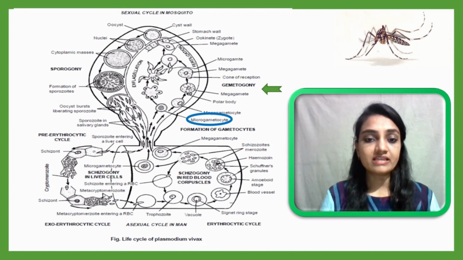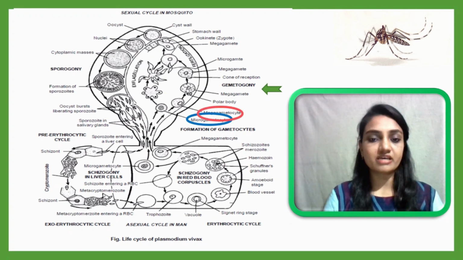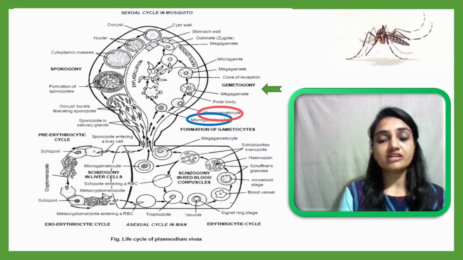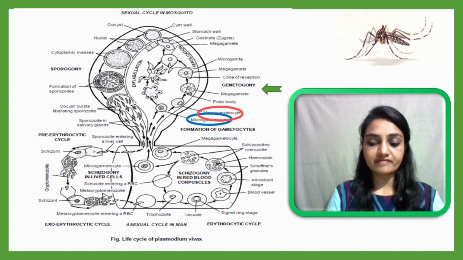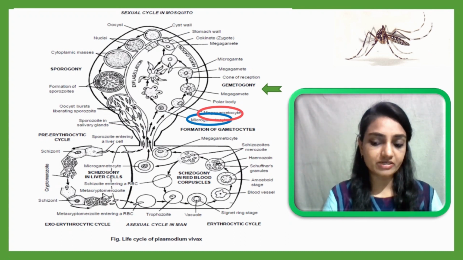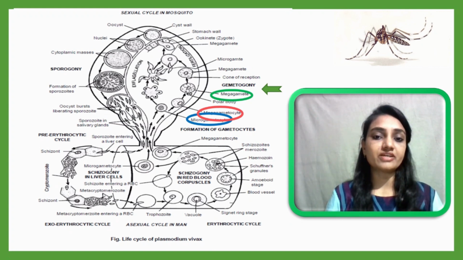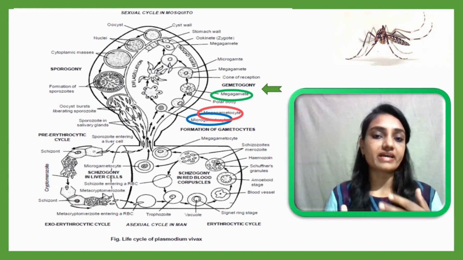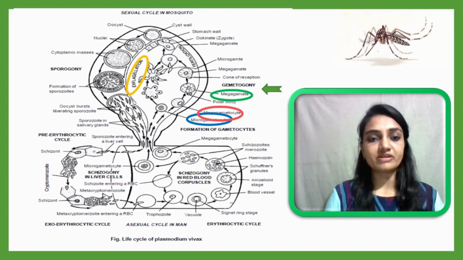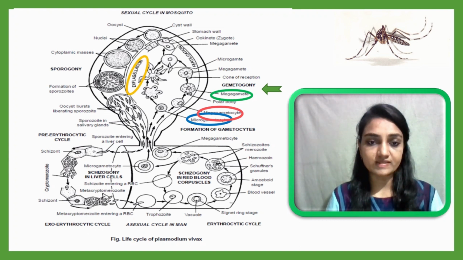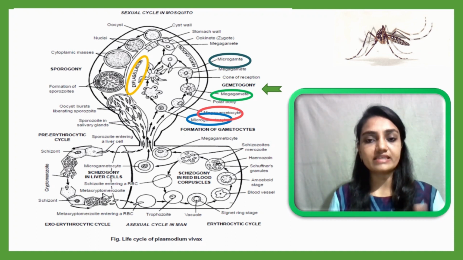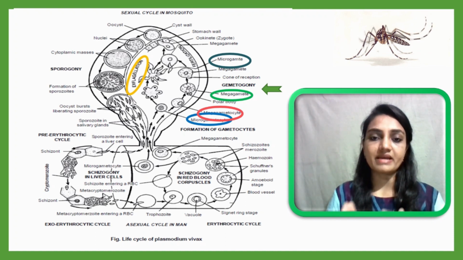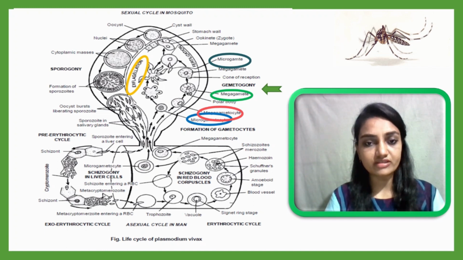And then this microgametocyte and megagametocyte, when they enter the gut of the mosquito, will follow different pathways. First of all, let me explain what happens with the megagametocyte. This megagametocyte, by gametogony, is converted into a megagamete, and this microgametocyte, by the exflagellation process, is converted into a microgamete. So by using gametogony, the megagamete and microgamete are both now ready for sexual reproduction.